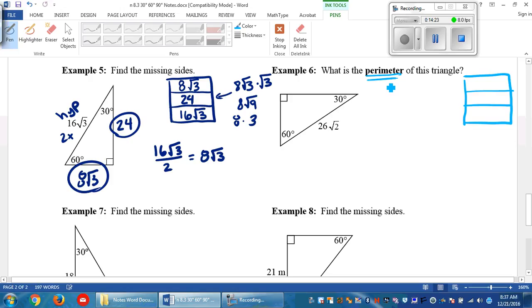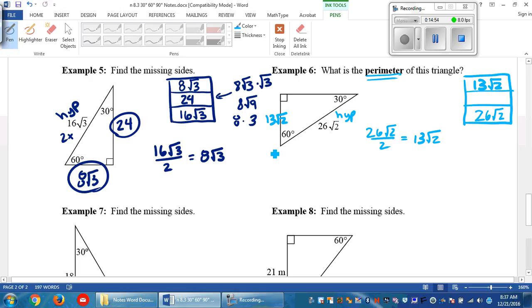We want the perimeter again, so we're going to take them and add them up, just like number 4. You're going to look at it and say, here's the hypotenuse, which is 26 root 2. When you have the hypotenuse, you take the number and divide it by 2. This gives me 13 root 2. So 13 root 2 is my x side, the short leg.